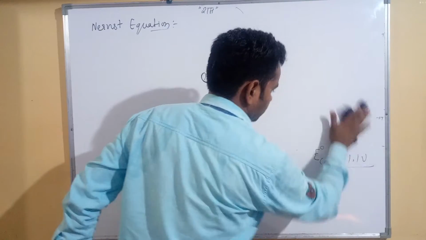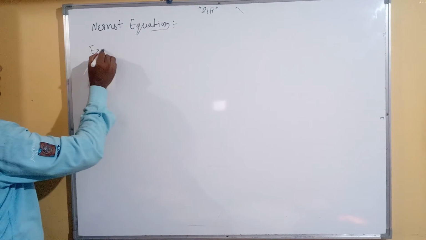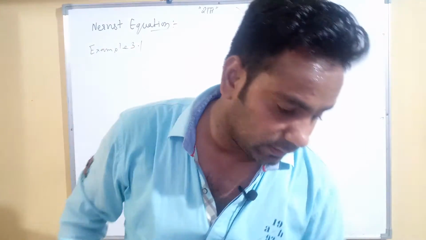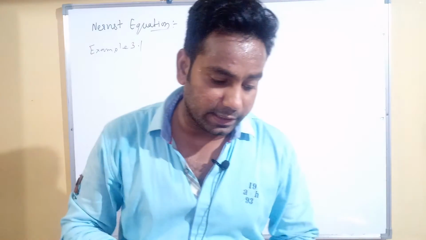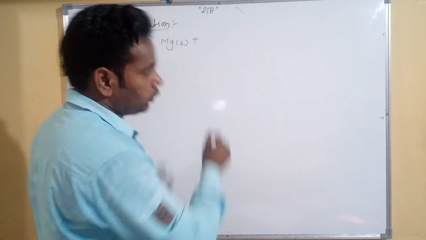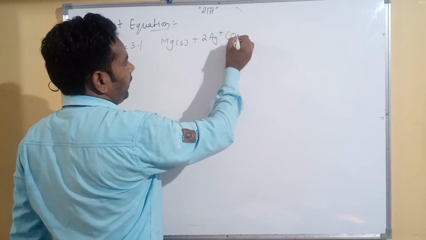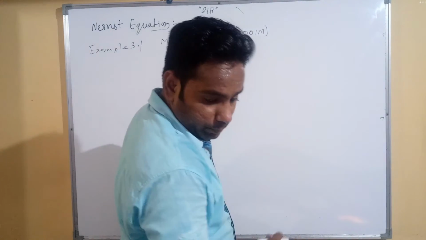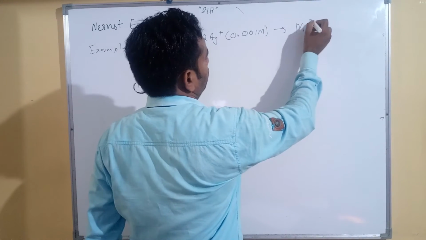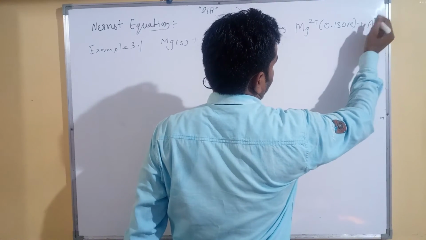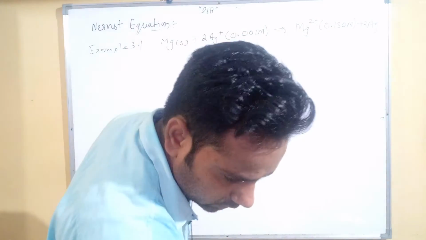I have my NCERT book example 3.1. What is 3.1? Represent the cell in which the following reaction takes place. Mg solid reacts with 2Ag+, whose concentration is given as 0.001 M, to give Mg2+, whose concentration is 0.130 M, plus 2Ag. Am I right? Okay, right.